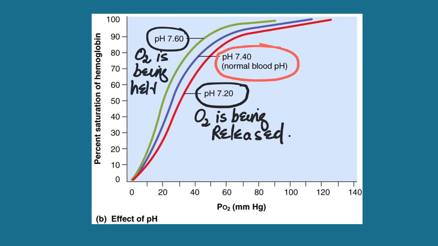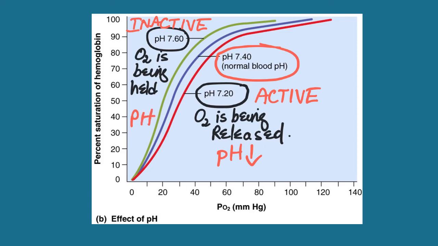Now, let's see if that makes sense from a physiological point of view. Why is it that pH 7.2 is on the right side? It's on the right side because any tissue that's active tends to have a lower pH than normal. So pH is very low when a tissue is active. When a tissue is passive, not working very hard, an inactive tissue, then the pH tends to be high.